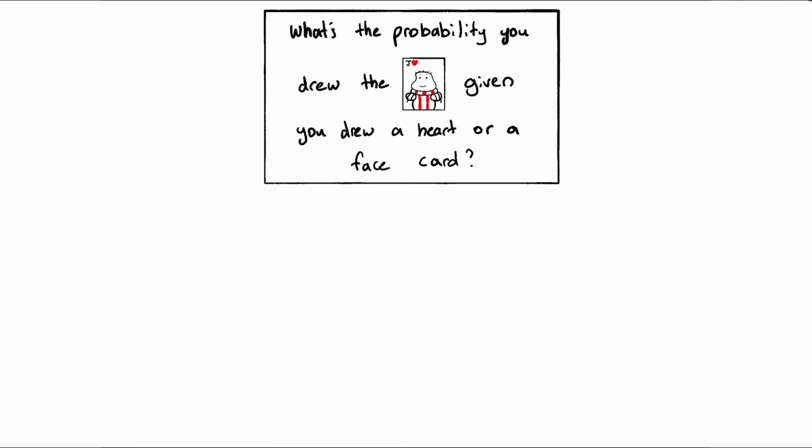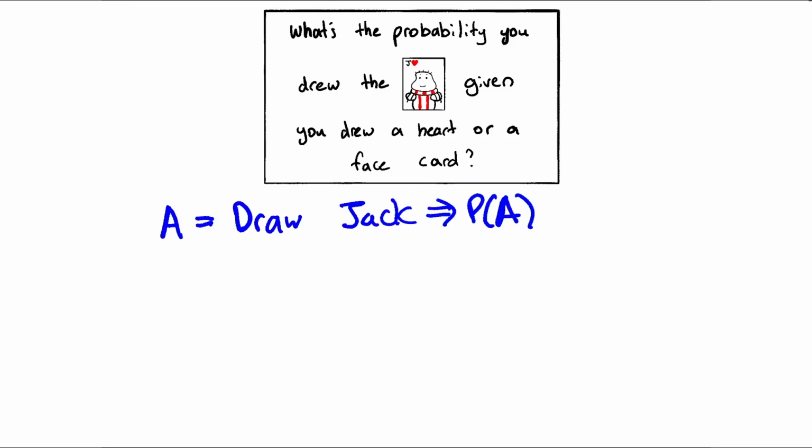Alright, to start, let's define our events like always. So our first event is that we draw a jack. So let's say A is the event you draw a jack. What's the probability of A? Well, the probability of A is just the probability you draw any card from a deck of 52. So that's 1/52.